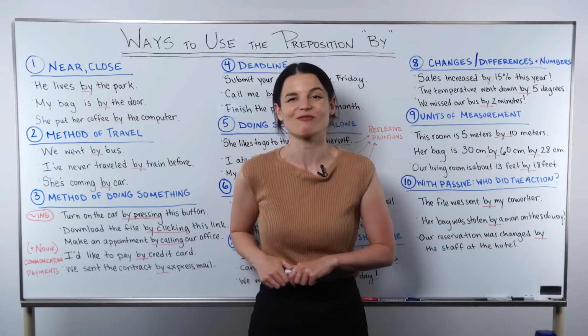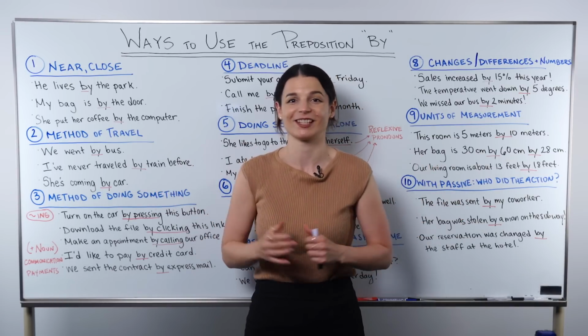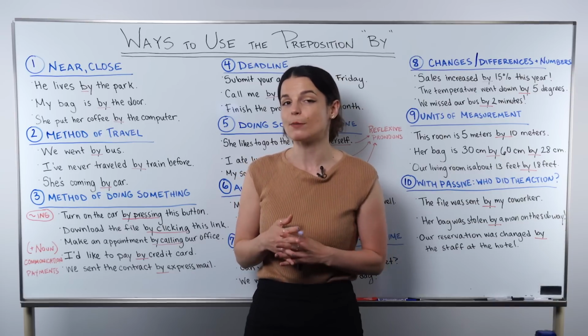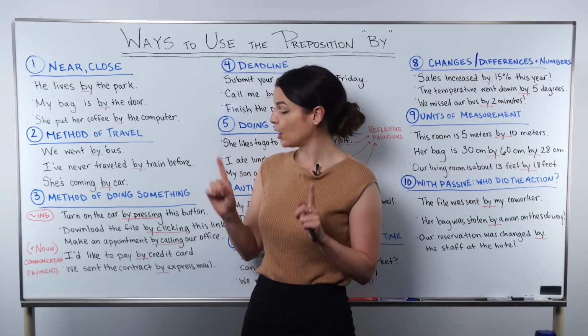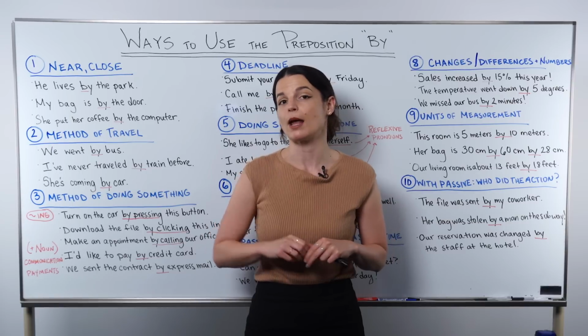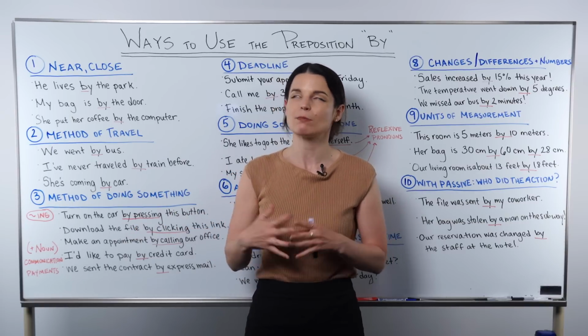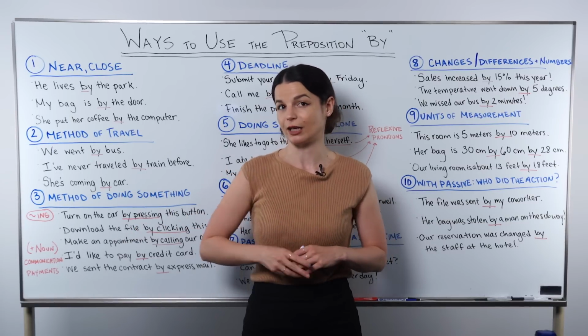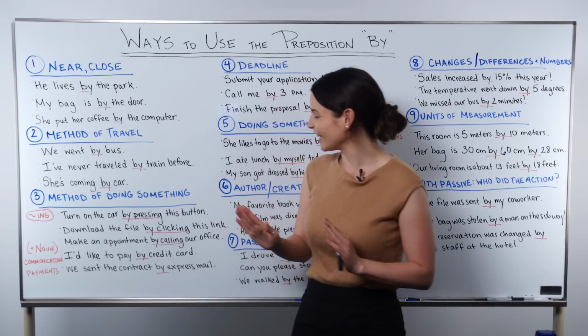You might also hear no preposition. I'd like to pay cash for this, please. These are all common ways of expressing payment, but we typically use by before a card type. I'd like to pay by card type, or maybe by bank transfer or wire transfer as well. Okay, let's look at the next one.